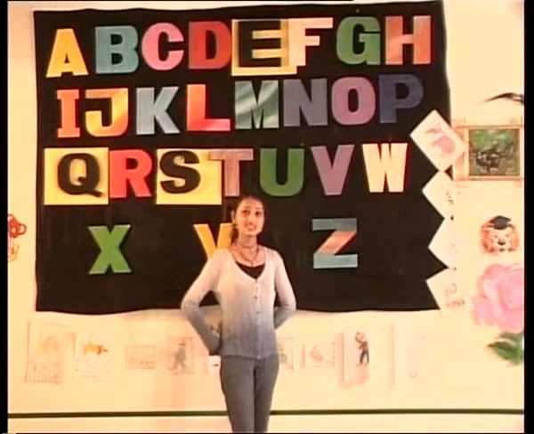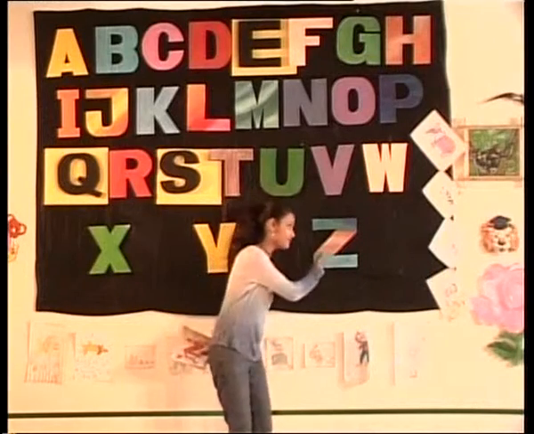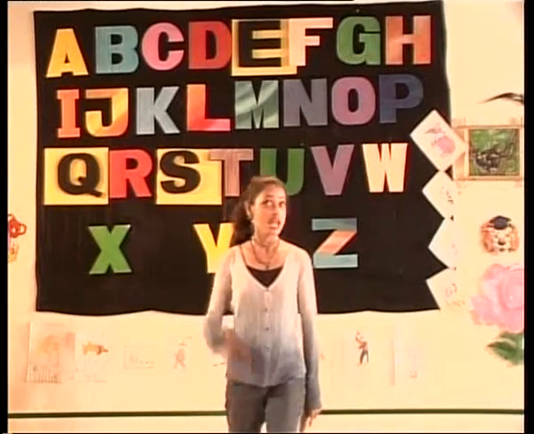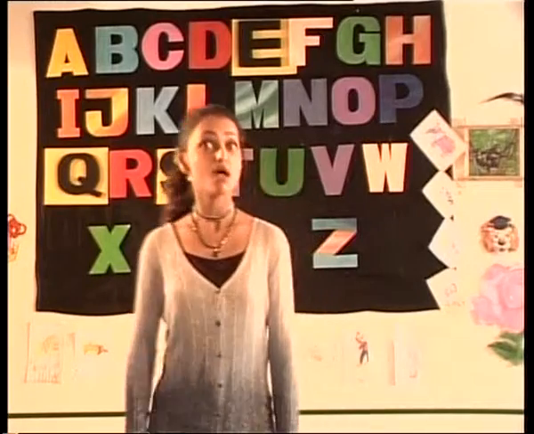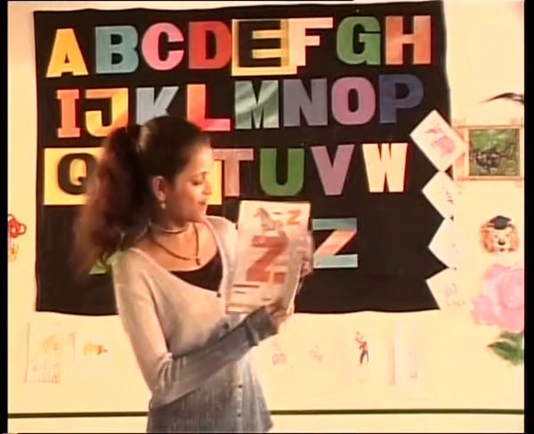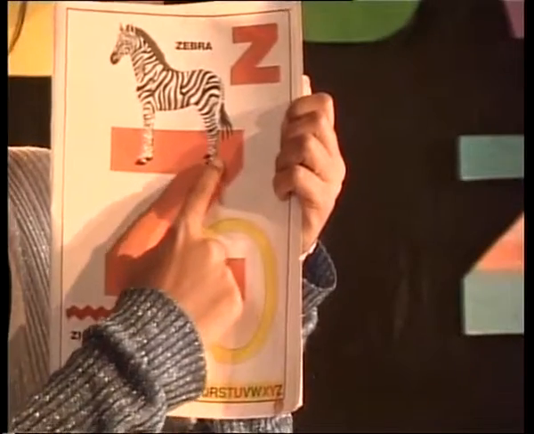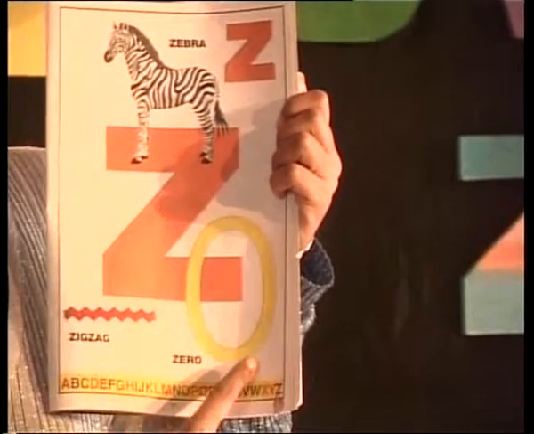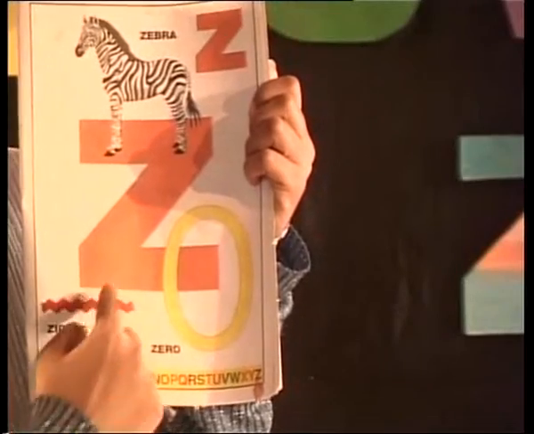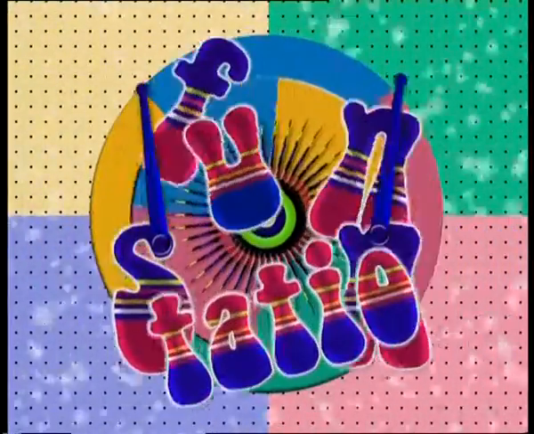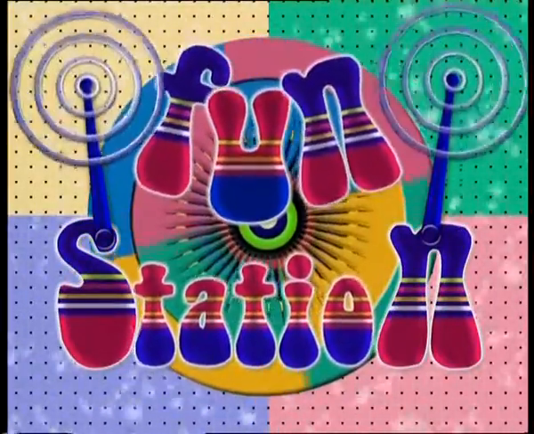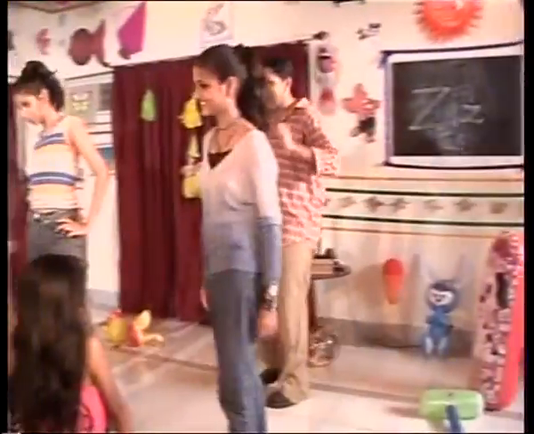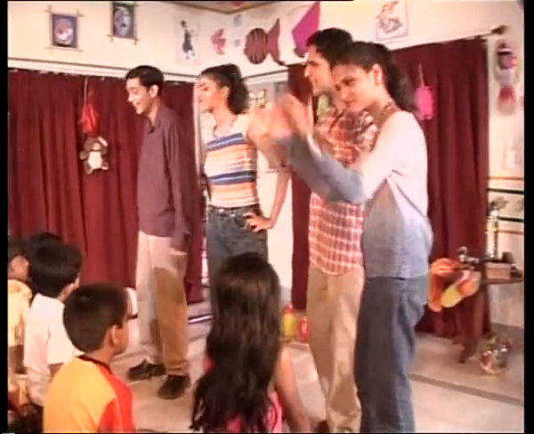Z is the last letter of the English alphabet. And now, let's see what Z stands for. Z stands for a zebra. Z also stands for zero and a zigzag line. With Z, we complete our 26th letter.